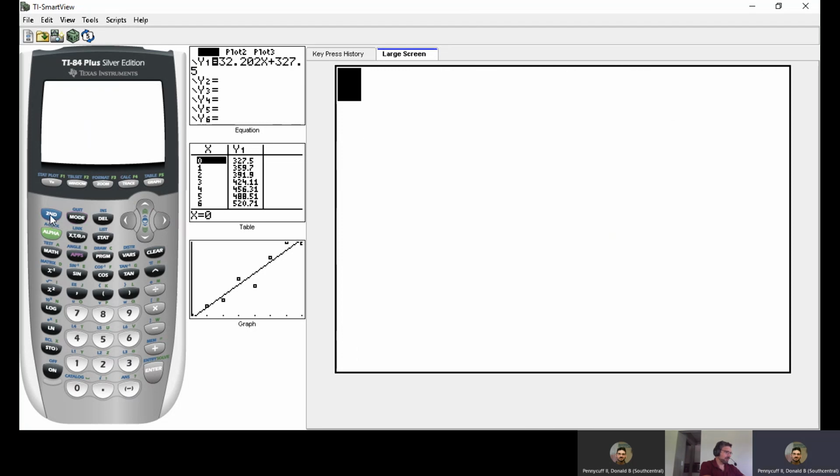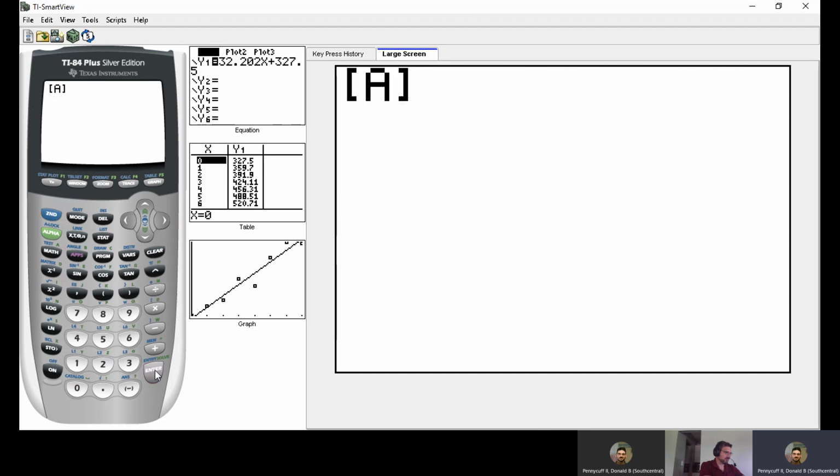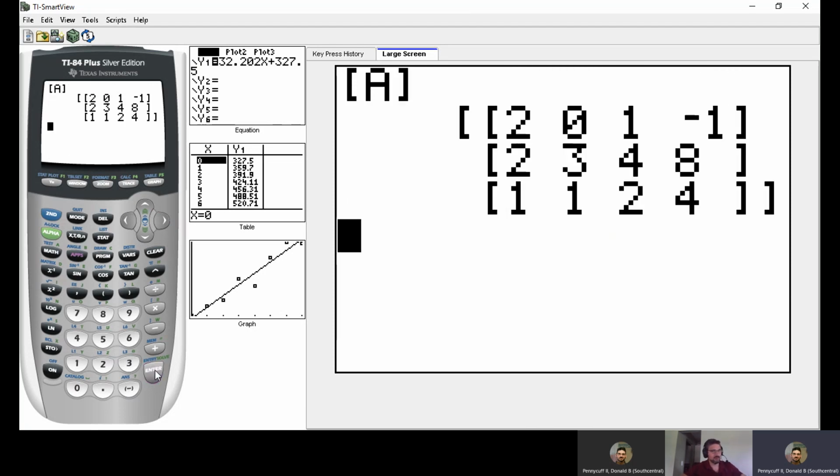Okay. And now I'm going to go second, matrix. And I'm just going to hit enter to select that matrix. And I just want to double check and make sure that I have everything typed in. 2, 0, 1, -1, 2, 3, 4, 8, 1, 1, 2, 4. Okay, so I've got everything typed in.